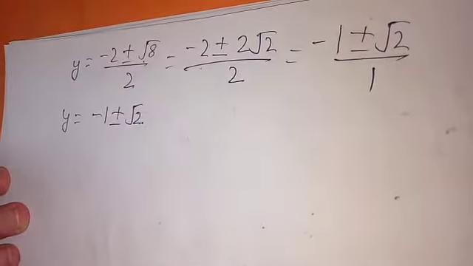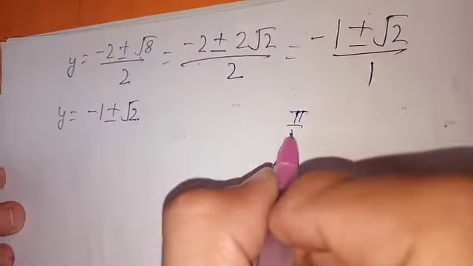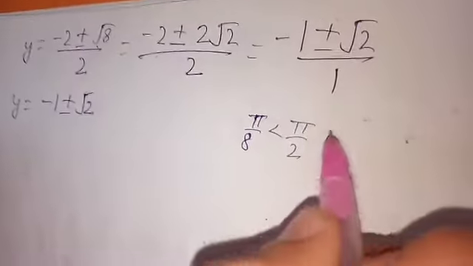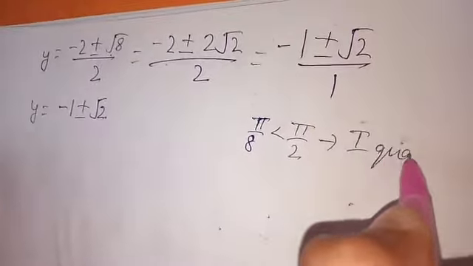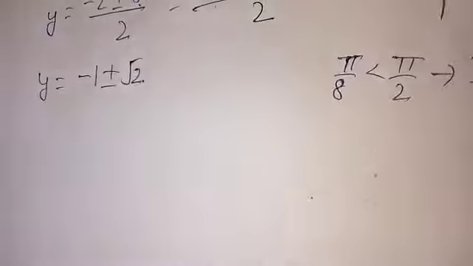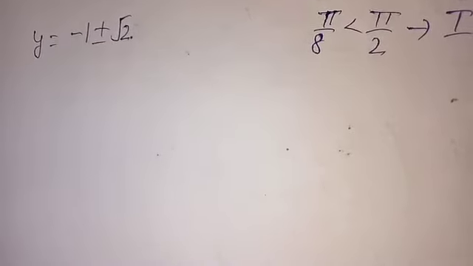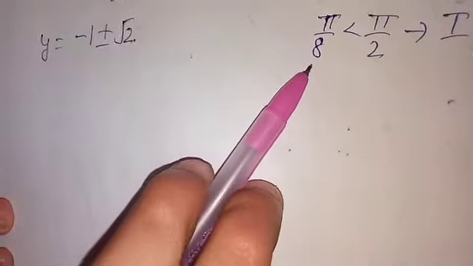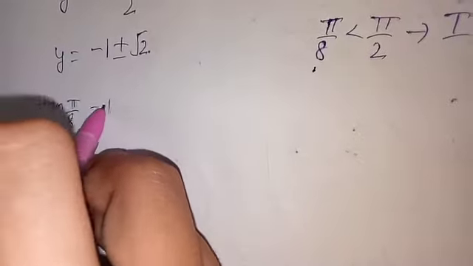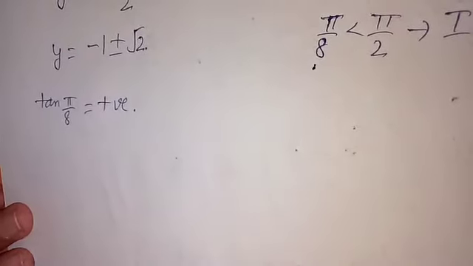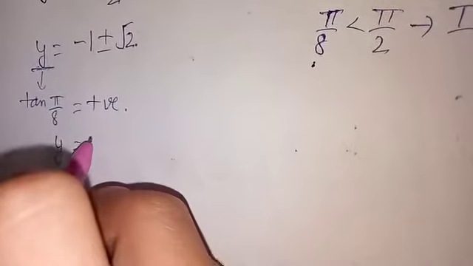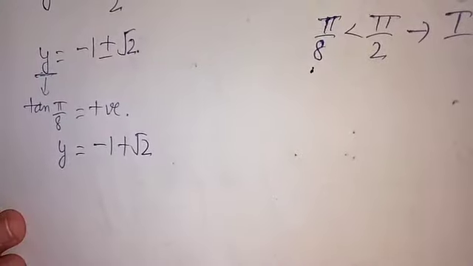But pi by 8 is less than pi by 2, means less than 90 degrees, and if it is less than 90 degrees, it lies in the first quadrant, and if it is in the first quadrant, it will be positive because all the angles are positive there. If it is in the first quadrant, then tangent pi by 8 is positive. But what is our y? Our y is also tangent pi by 8. So we get the value of y as minus 1 plus root 2.